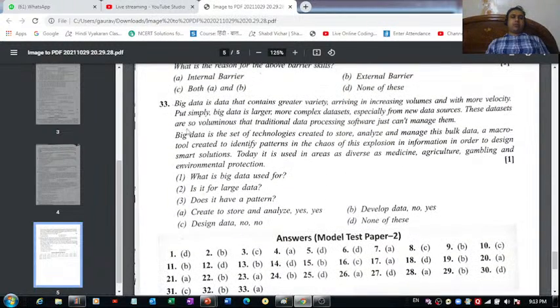Then we have this last question. Big data is data that contains greater variety, arriving in increasing volumes and with more velocity. Put simply, big data is larger, more complex data sets, especially from new data sources. These data sets are so voluminous that traditional data processing software just can't manage them. Big data is a set of technologies created to store, analyze, and manage this bulk data. A macro tool created to identify patterns in the chaos of this explosion in information. Today it is used in areas as diverse as medicine and agriculture. Yes, of course, big data is being used everywhere today.